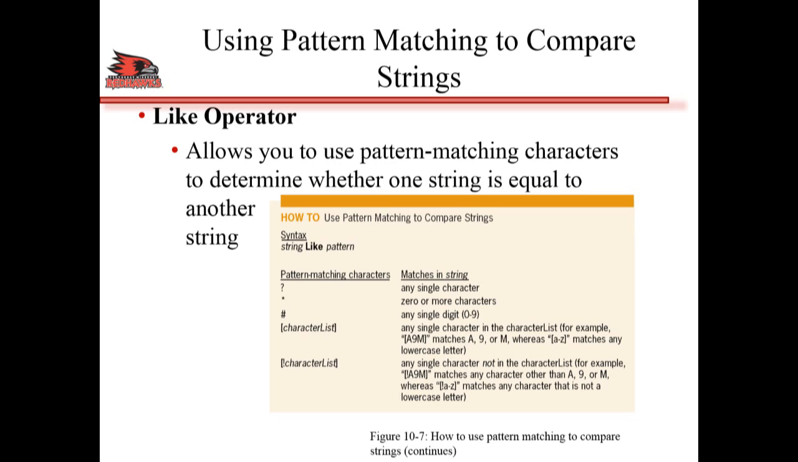A question mark looks for any single character. A star looks for zero or more characters. A hash sign looks for any single digit. We can also have different character lists, or not looking at certain character lists. Now this probably does not make any sense at all. So let's look at examples of how we can use the Like operator and these question marks, star, hash, and character list to figure out if our string has a certain pattern or not.